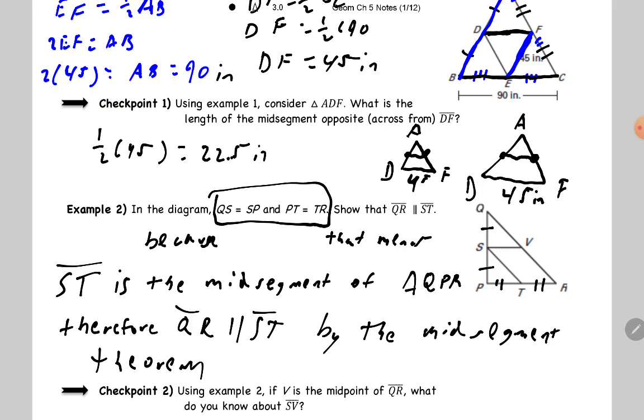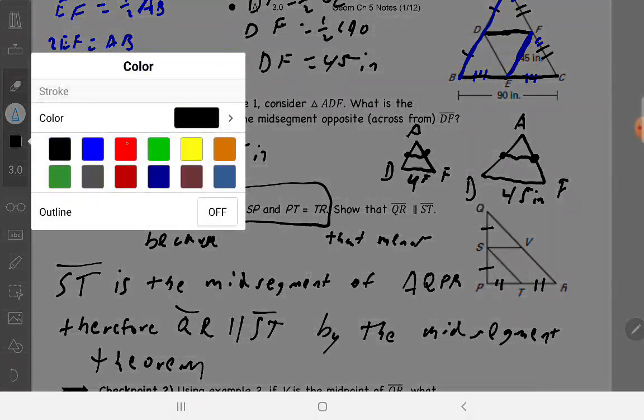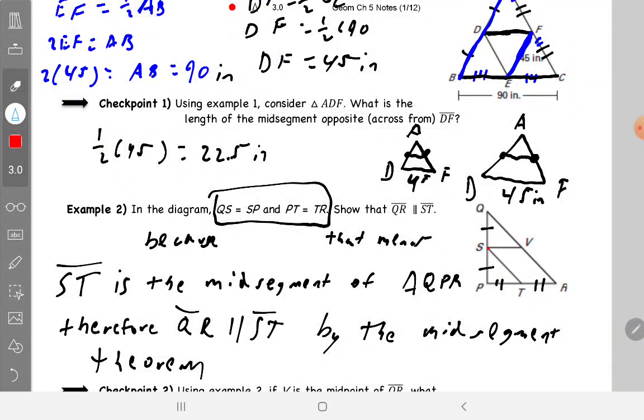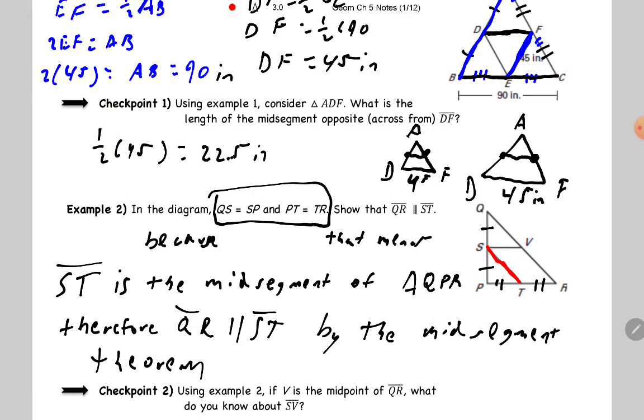Because if ST is a midsegment, it is parallel to the third side of the triangle, and it also splits the other two sides in half. And we've shown that they gave us the fact that it's split into two pieces there, those two sides. So just to highlight, ST splits QP and PR into two pieces. So it must be parallel to the third side by the midsegment theorem.